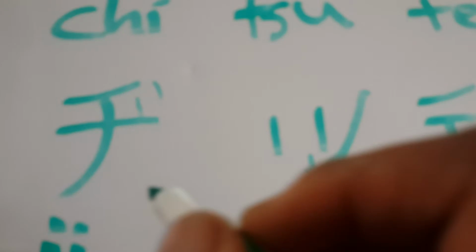Adding it to the letter chi turns it into ji. However, I've never really seen this actually happen, so I guess they don't really use that. Adding it to the letter tsu turns it into zu. However, I've never seen that happen either to this specific symbol. Adding it to te turns it into de, and adding it to to turns it into do.